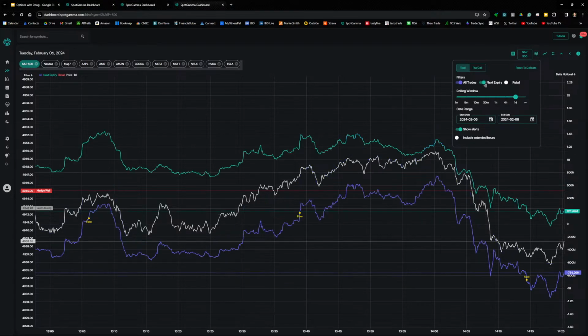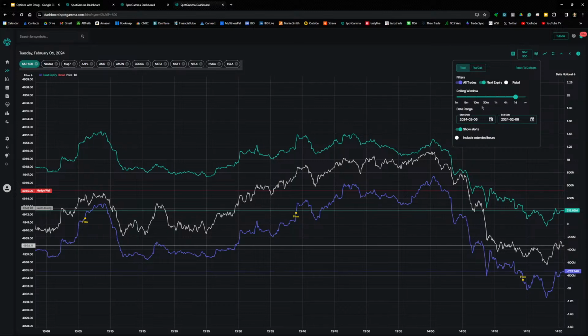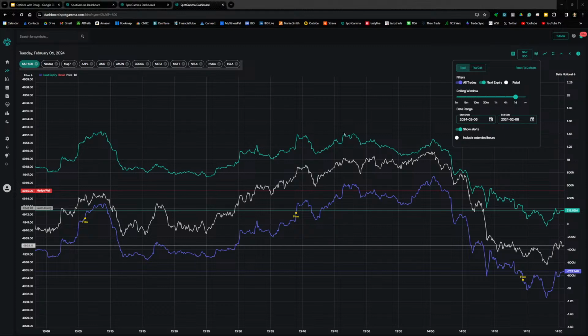0 DTE trades. So the green line or teal line is showing trades in options that expire in the next expiry, and for the S&P 500 that's today. So the SPX, SPY, ES all have options that expire every day. So the teal line is showing options that expire today for the S&P 500. So that provides a little bit of additional clue. That did start to level off here.